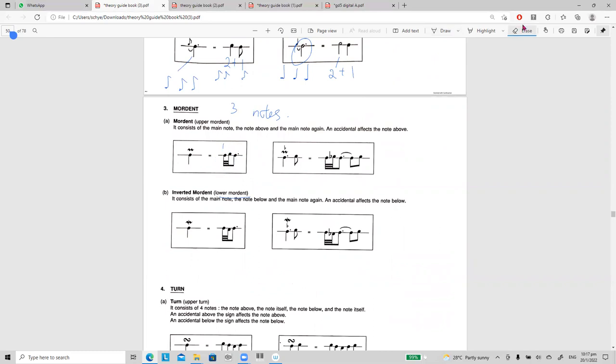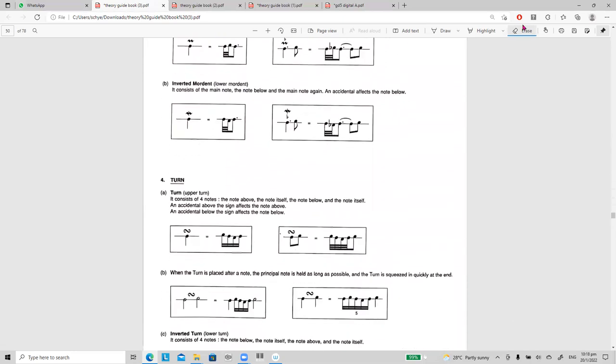The upper mordent will go up first and then down. The first two notes usually have three tails. If it's a lower mordent, the first two notes also have three tails, and it has a slash at the center of the sign. The lower mordent usually goes down first and then goes up again. So this is the characteristic of the mordents.